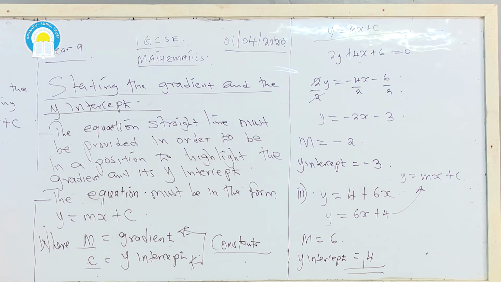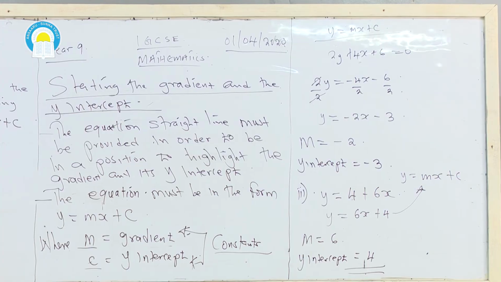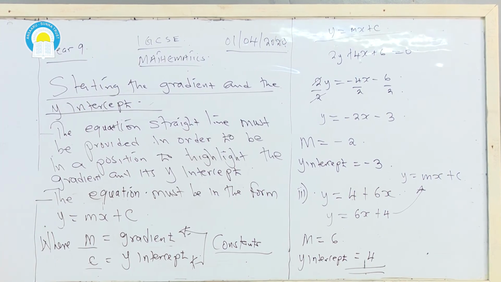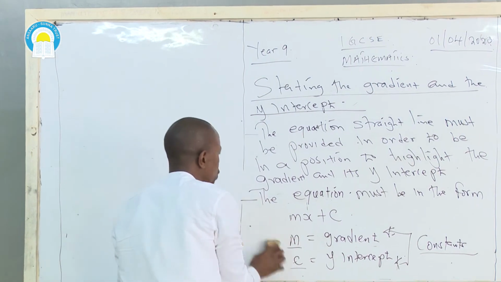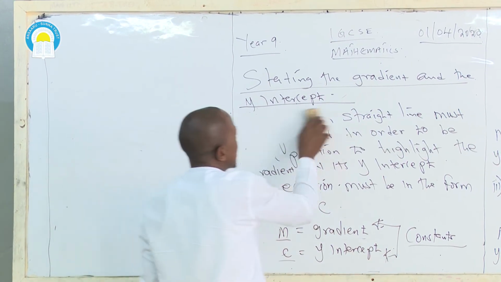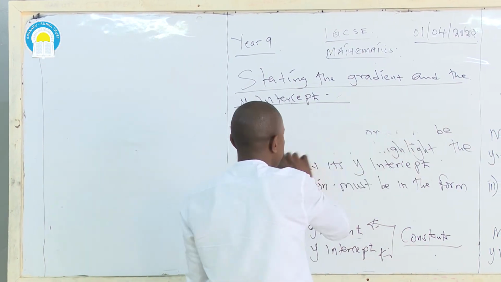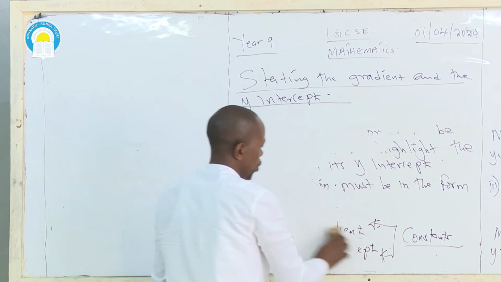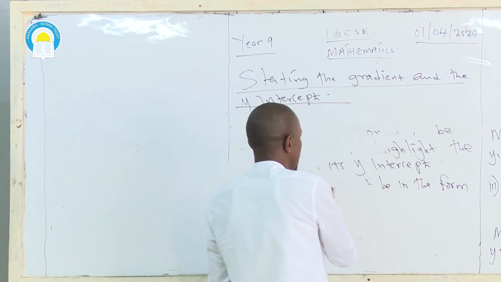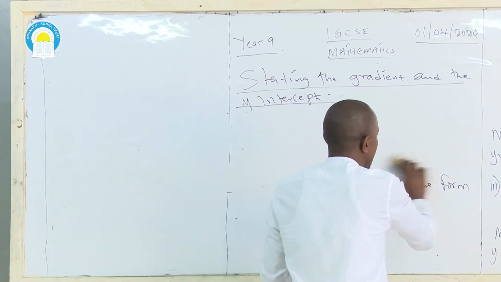And remember, when we were dealing with the gradient, we said m is a letter that stands for the gradient, and c is the y-intercept. From the examples that I have given on the board, you have realized how to identify or highlight the gradient and the y-intercept. One more thing on this before I move to the next.